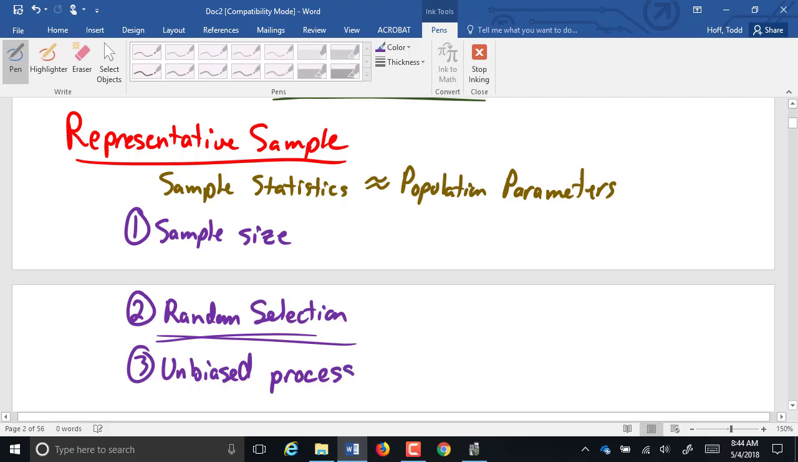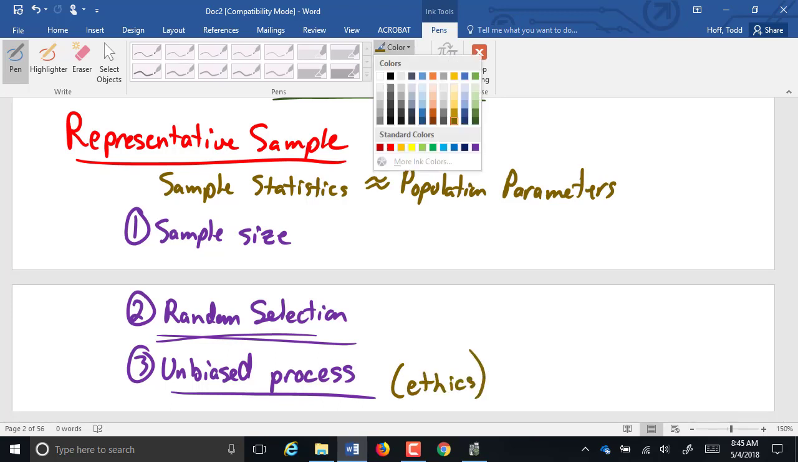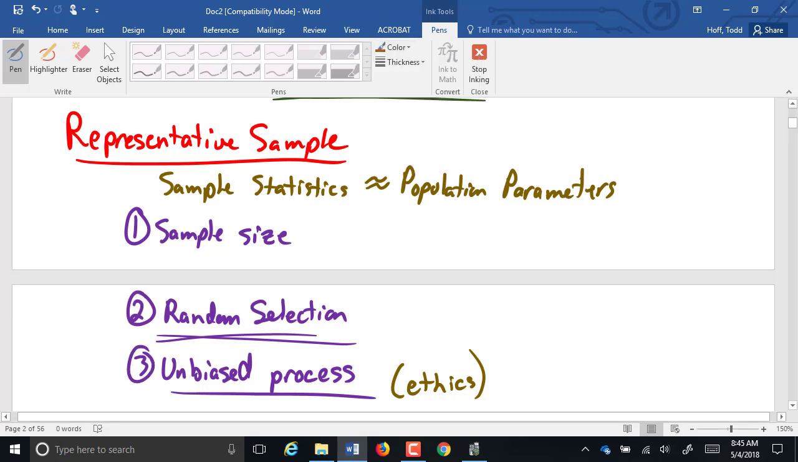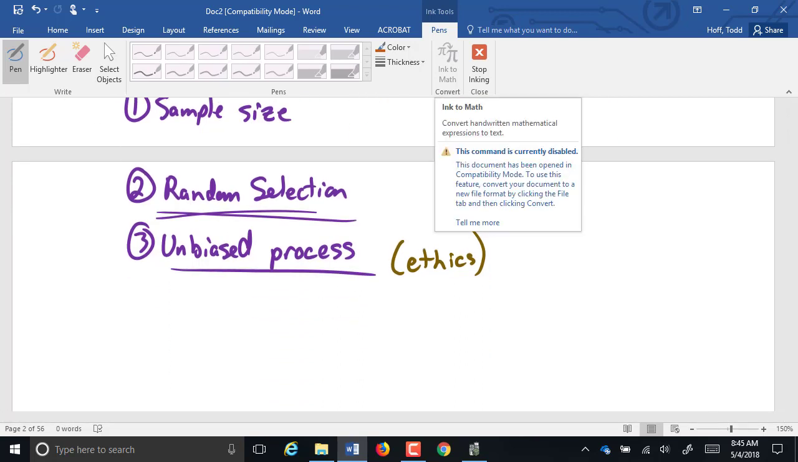Unbiased process. This is where that ethics comes in. And again, like I said, you could go on for a long time talking about ethics. There are companies that pay big money to bias the process of statistics.